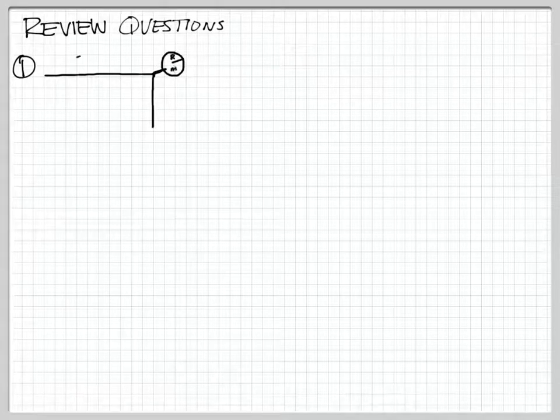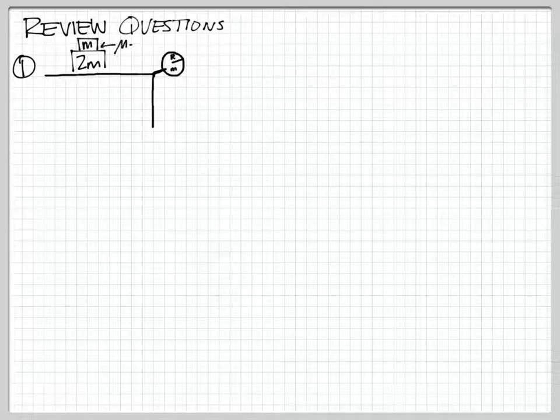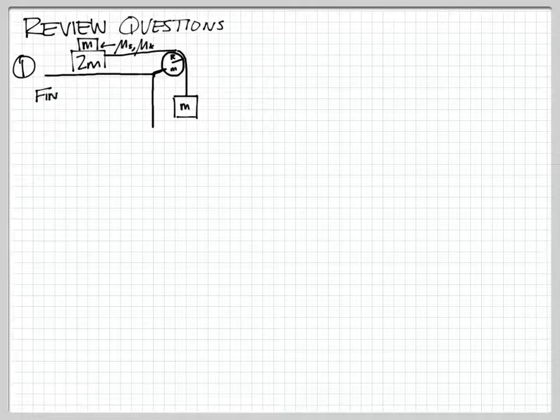First question, we've got two blocks stacked on top of each other. There's going to be friction between those two blocks, but nowhere else, and they're attached to another block by a pulley. And what we want to do is find the acceleration of each mass if those two slip with respect to each other.